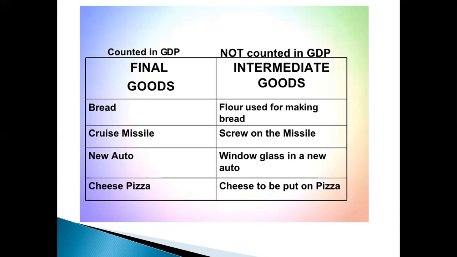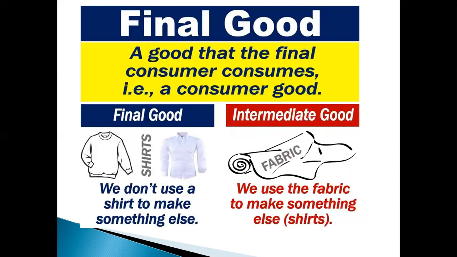So final goods, we can say, are goods that the final consumer consumes, that are ready for consumers to consume. For example, there is another example given here. A final good is a t-shirt, like a shirt or a t-shirt is a final good. You go to the mall, you go to the shop and purchase it, and these are ready to be used.